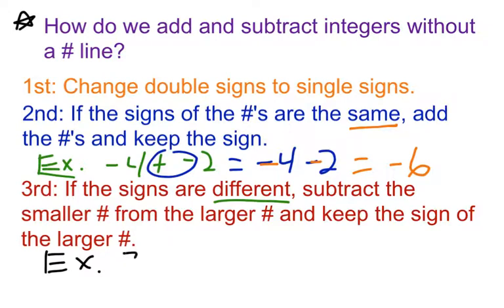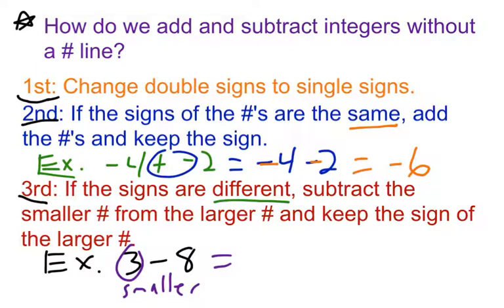So for example, let's say we did 3 minus 8. Well, do we have any double signs? No. So our first step's already finished. And second step, the signs are the same, so we're not on that one. We're on the third step, so they are different. So we're going to subtract the smaller number from the larger number. Which one's smaller? 3 is smaller than -8. So since 3 is smaller, we're really going to think 8 minus 3, which gives us 5.